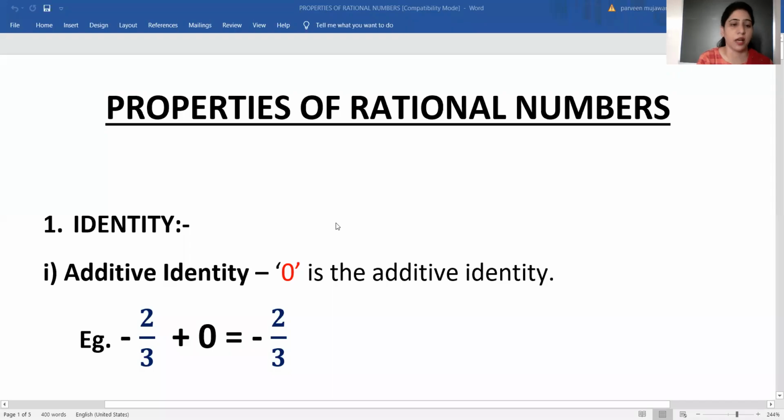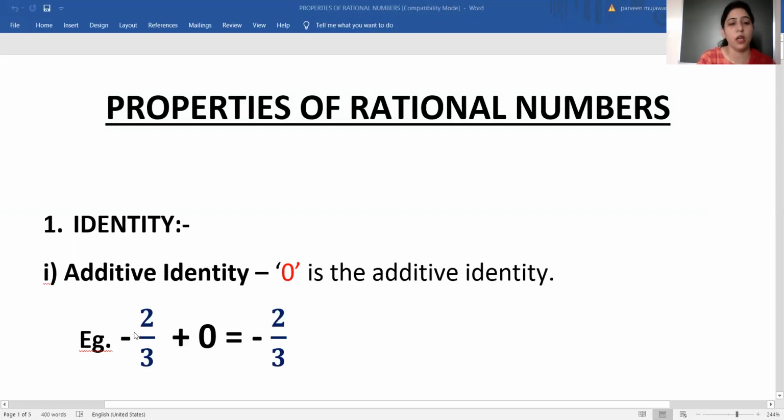Properties of rational numbers. Identity. The first one is additive identity. The word additive itself says plus sign. So in the example I have given, the main sign is plus. We have to add. So what is the additive identity for rational numbers? You can see here I have highlighted 0 in red. So 0 is the additive identity for rational numbers. 0 is also the additive identity for integers as well as for whole numbers.